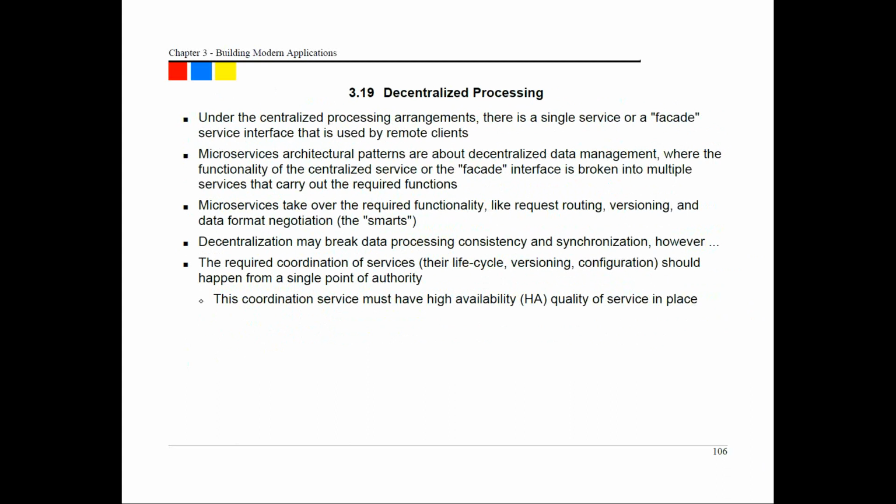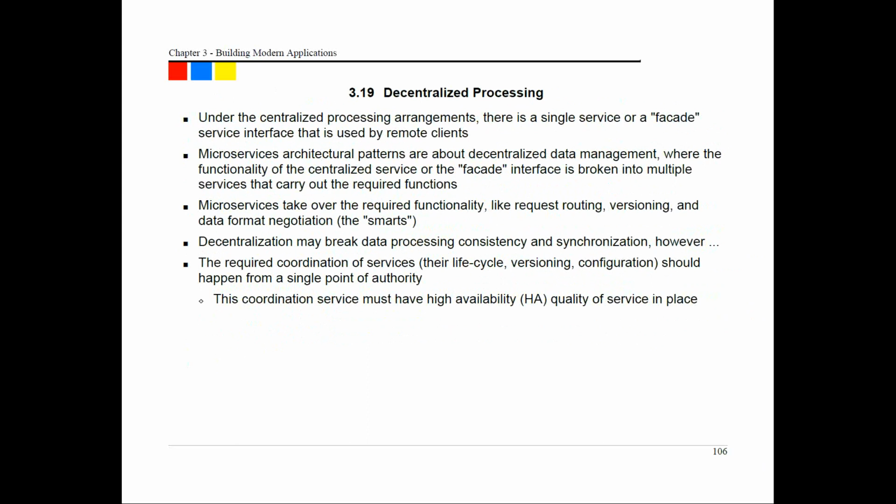Decentralized processing: there's a single service or facade that's used by remote clients, and then that facade ends up breaking out into decentralized data. So microservices architecture patterns are about decentralized data management, where the functionality of the centralized service is broken into multiple services that actually carry out the required functions. And then microservices implement the functionality so that when we make a change to the functionality, we're only really talking about one application, we're not having to redeploy large swaths of application functionality.